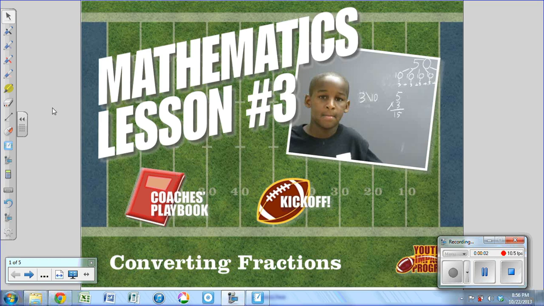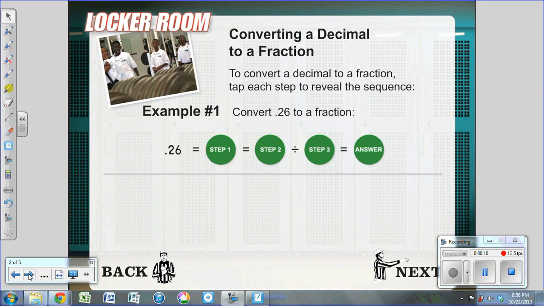Okay, so tonight we're going to talk about converting decimals to fractions. We've already talked about converting fractions to decimals, so we're going to go the other way tonight. Converting a decimal to a fraction. To convert a decimal to a fraction, there's just a couple of easy steps.